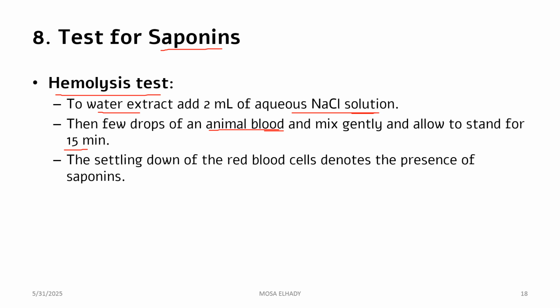At the end of the test, the settling down of RBCs indicates the presence of saponin in the blood extract. The precipitation of RBCs means that they contain saponin compounds.